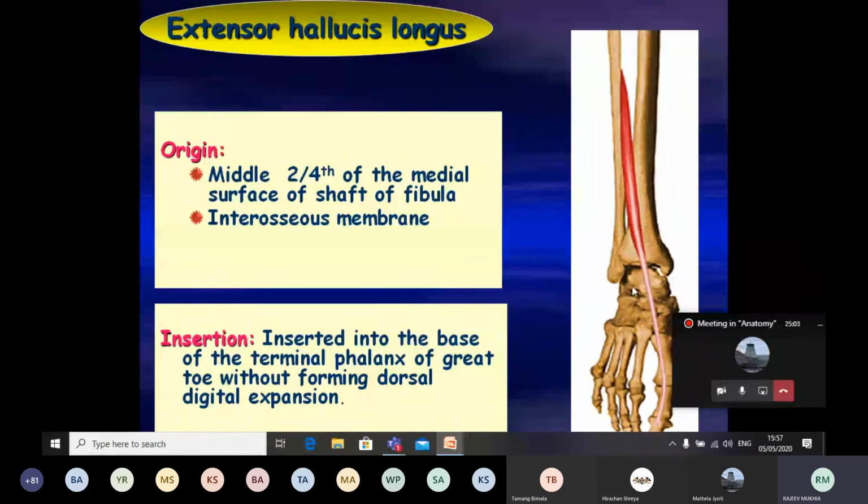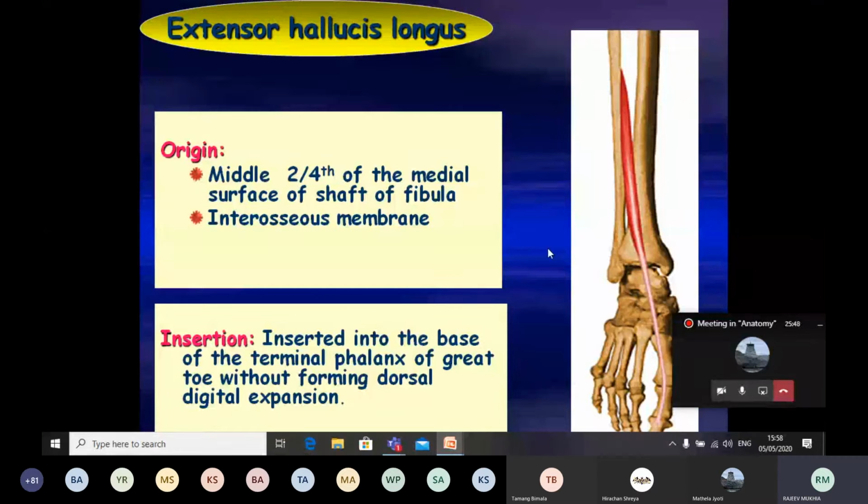Now this muscle will form a tendon, and this tendon will insert into the base of the terminal phalanx of the great toe. Hallucis means great toe. So the base of the terminal phalanx of the great toe provides insertion to extensor hallucis longus, whereas the extensor digitorum longus tendon will insert into the lateral four toes, second, third, fourth, and fifth. The extensor hallucis longus inserts into the great toe, the base of its terminal phalanx.